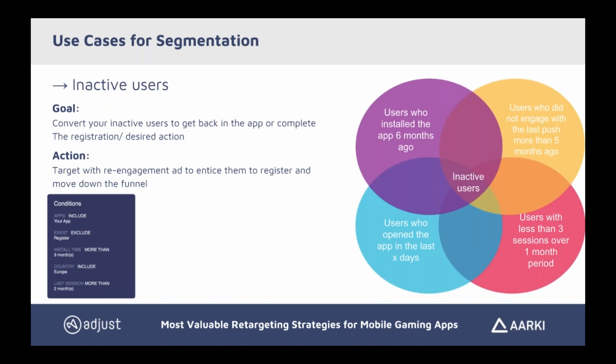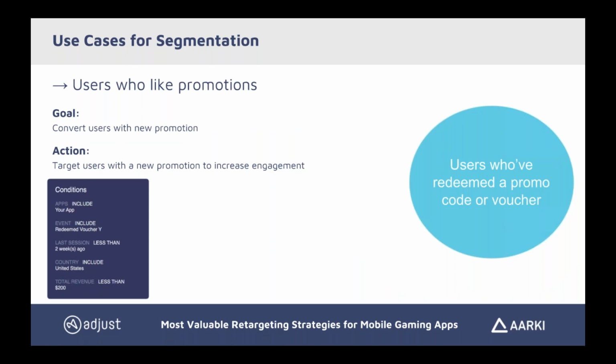In addition, if you have inactive users and your goal is to convert these users to get back in the app and complete maybe a necessary step in your app, such as registering, you can also target these users with another re-engagement ad to entice them to come back to the app and continue moving down the funnel. In addition, you can also target some of the users who like promotions. So if you see that users tend to convert pretty well only when they're provided with a promo, and this is something that you'd like to move forward with, you can also target these specific users to increase engagement.